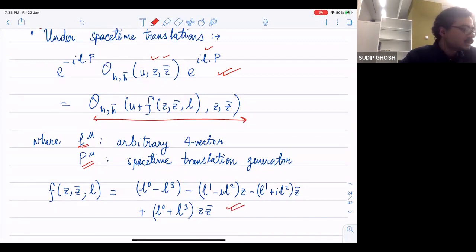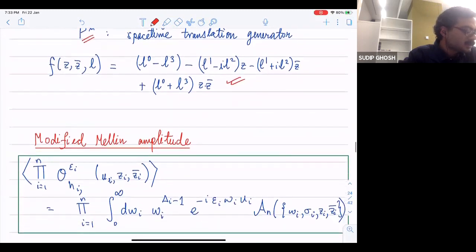So the takeaway point from this is that if you do a space-time translation on these modified Mellin basis states, then the z, z bar coordinates don't change. The scaling dimensions also remain the same, but this extra label u gets translated by a function which depends on these z, z bars.